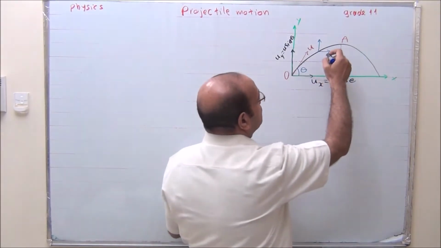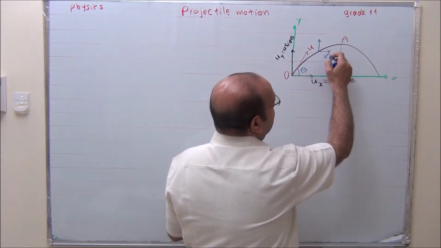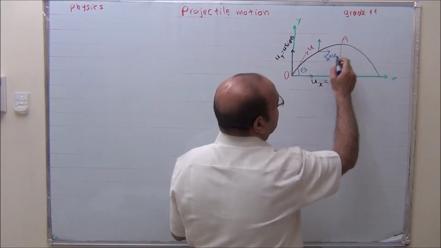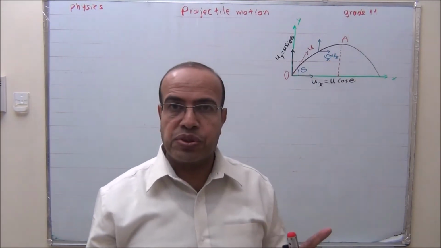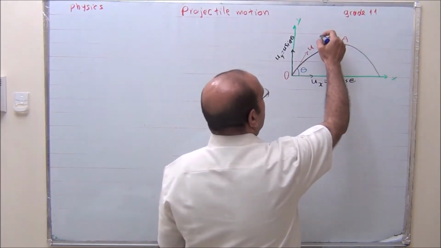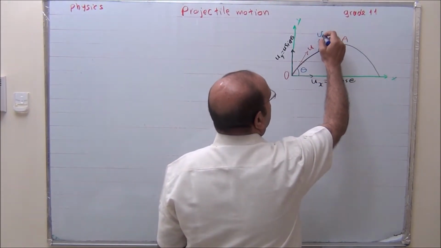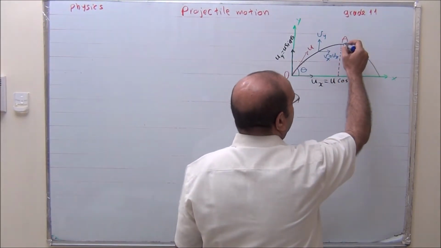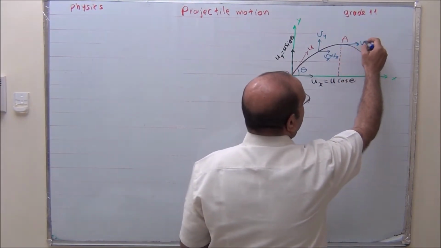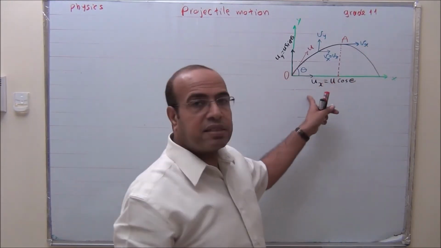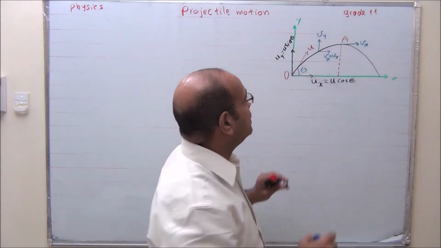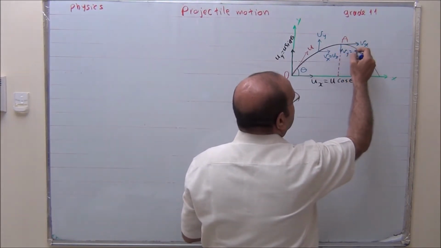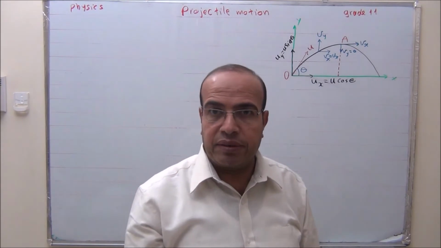So Vx is the same as ux. It is constant through the motion. But Vy depends on the motion. At the maximum point, at A, we have Vx still the same, u cosine theta. But at A, Vy will be 0 at the maximum height.